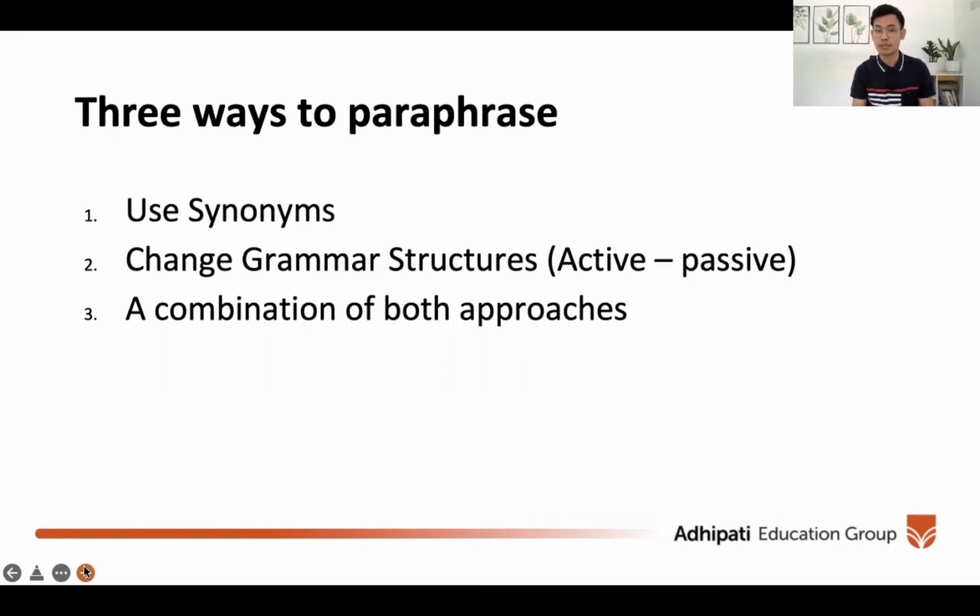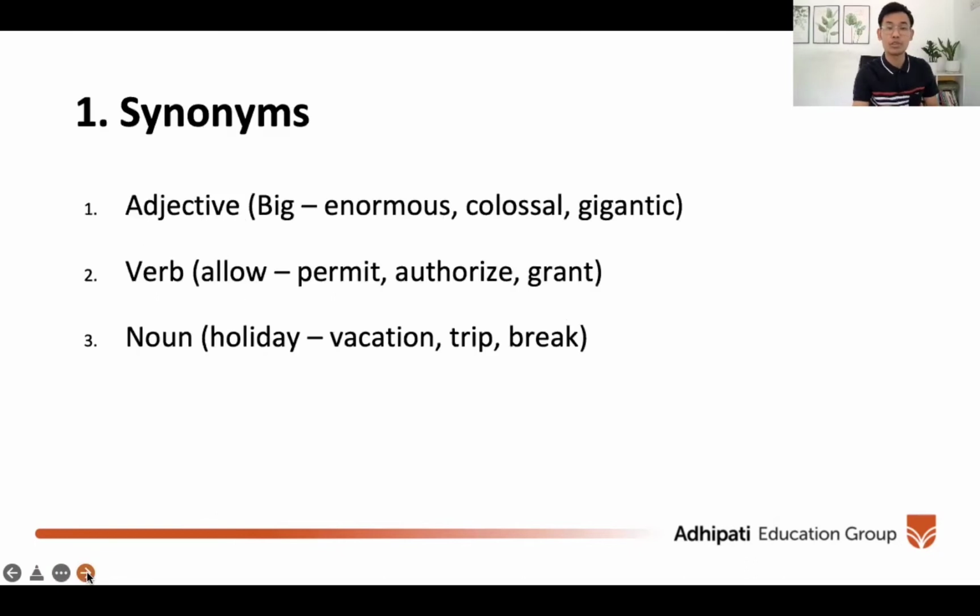First, it's called synonyms, right? You will be using synonyms to paraphrase the question, to paraphrase the information that you see in the text. When it comes to synonyms, there are three approaches that you need to keep in mind. First, adjective synonyms. For example, this is a huge house, or this is a big house, or you can say, oh, this house is enormous, colossal, gigantic. Something like that. And verb synonyms, right?